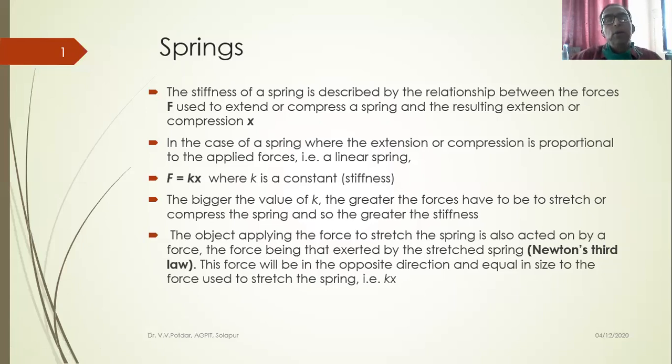Stiffness K is given in Newton per millimeter, as you can see. K is equal to F upon X, where force is represented in Newton and X is represented in millimeter. So the unit for stiffness is Newton per millimeter. The bigger the value of K, the more force F will be required to either extend or compress the spring, and the smaller the value of K, the less force is required to either extend or compress the spring.